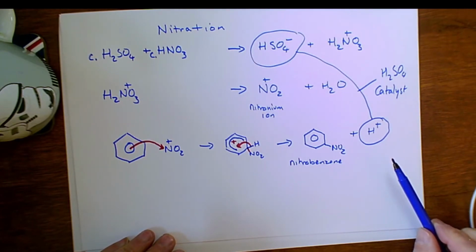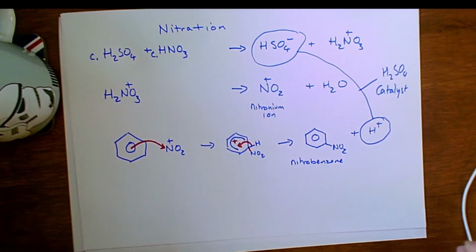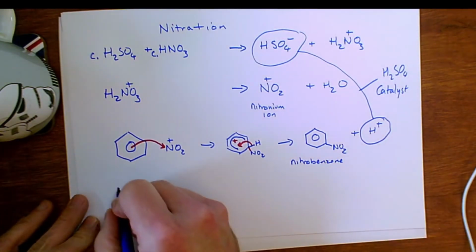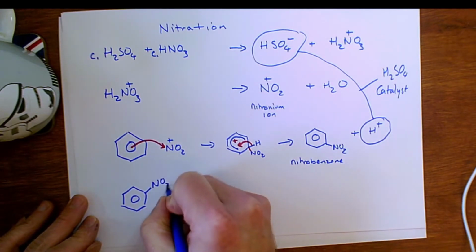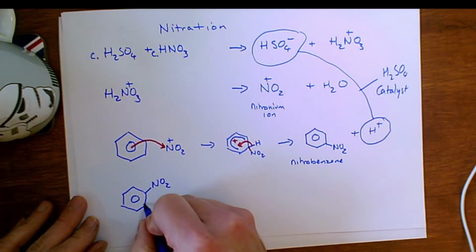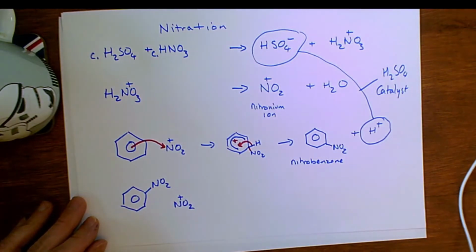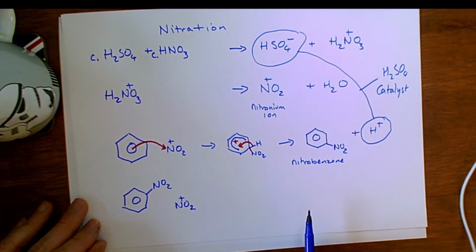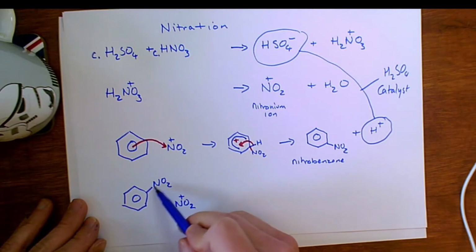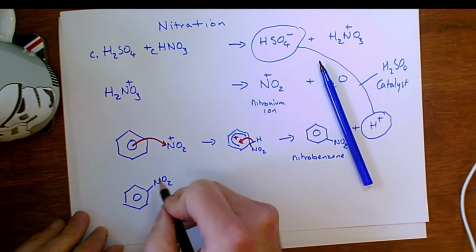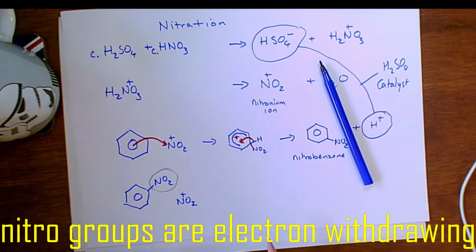Before I move on to the next mechanism, I'm just going to look at what could happen. So we could make my nitrobenzene. So here's my nitrobenzene I've got. I could do the same again. I could react on another nitronium ion. Now, nitronium ions are still electrophiles, okay? But what happens is this group that's already attached actually withdraws electron density from the benzene ring.